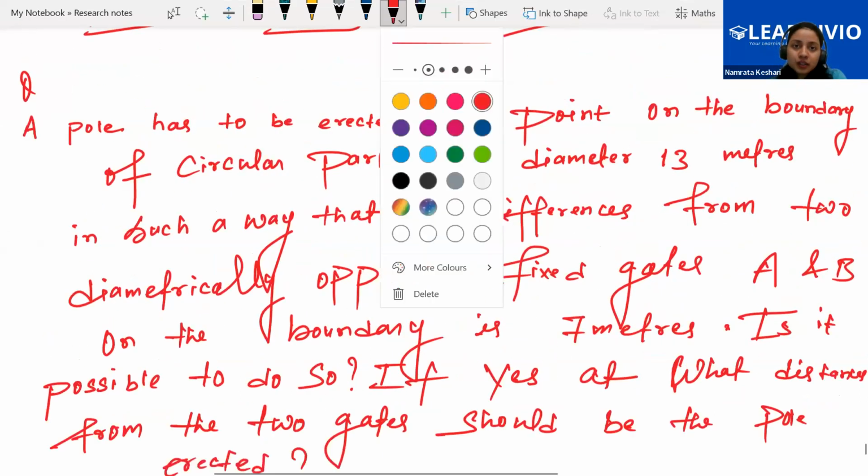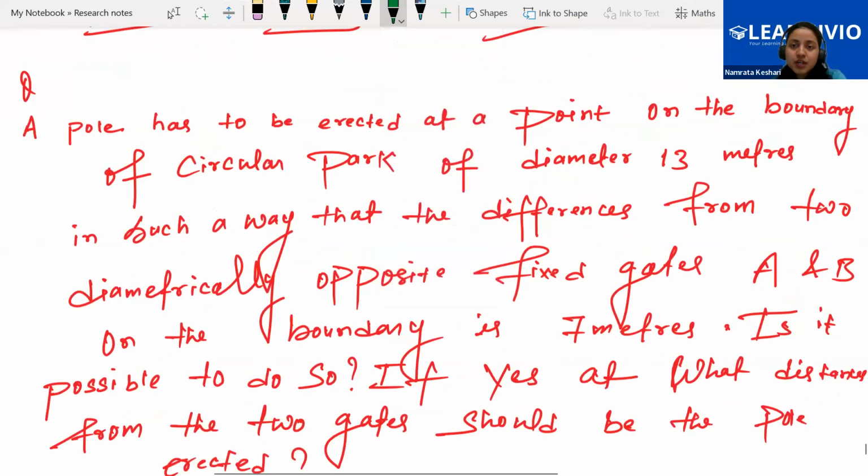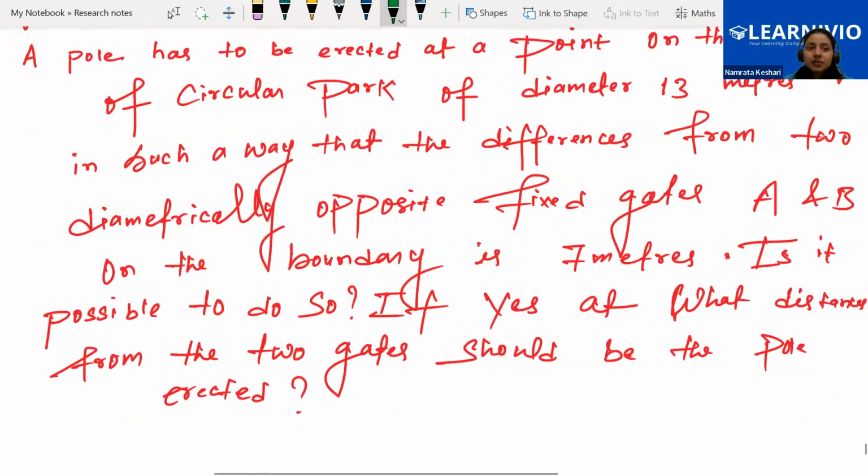So here the question says, let's see what the question is trying to convey. So here the question says, there is a pole. There is a pole. Okay, a pole is there, which has to be erected. Erected means it is standing. A pole is standing. Where? A pole has to be erected.